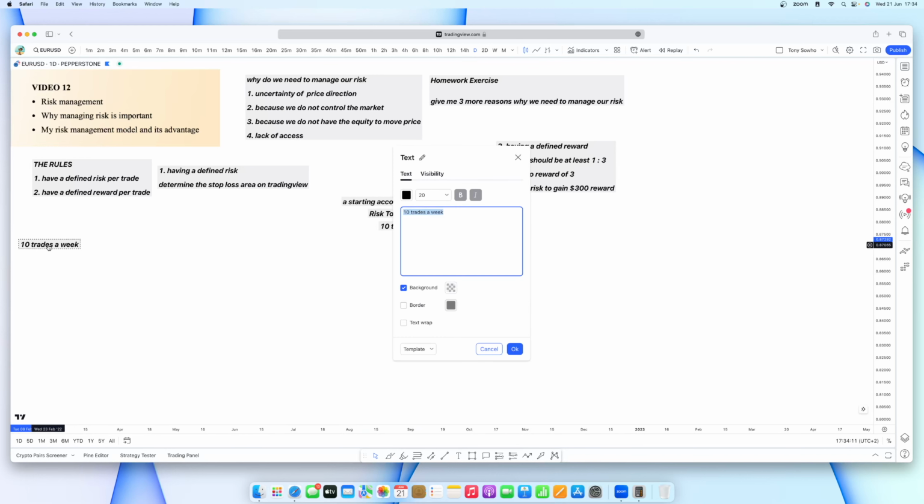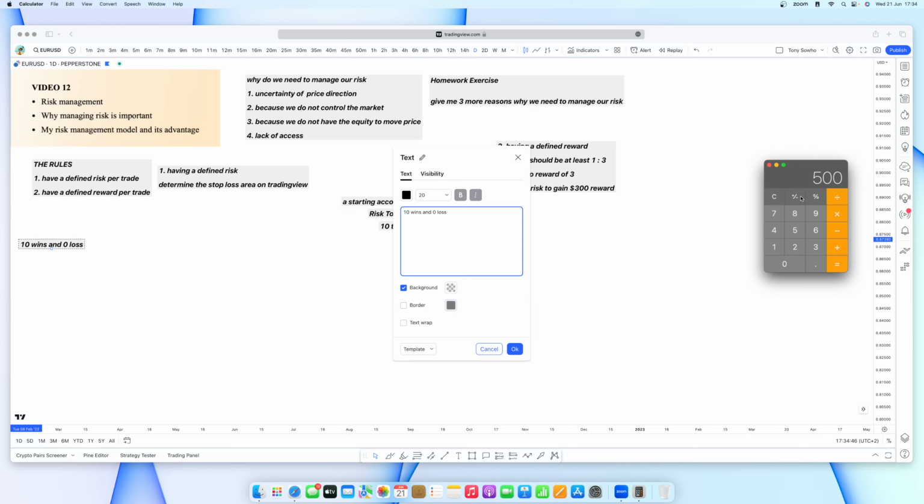The best case scenario is that we are going to have 10 wins and 0 losses. See it now? If you have 10 wins and 0 loss, what do you think is going to happen to your account? So you have an account balance of 500. And remember, for every trade you're taking, you're risking $25 per trade. So if I'm risking $25 per trade and my first trade is actually a win, I'm going to end up making 3 times 25. That is $75 on that trade. So $75 for one trade.